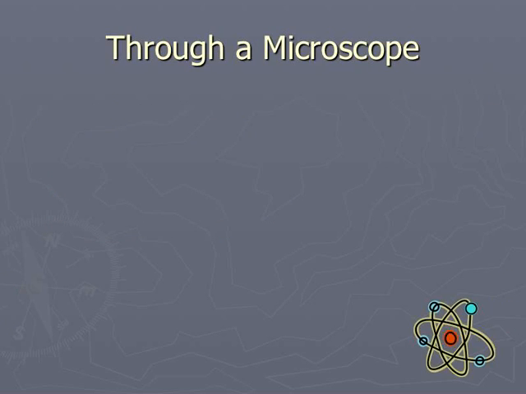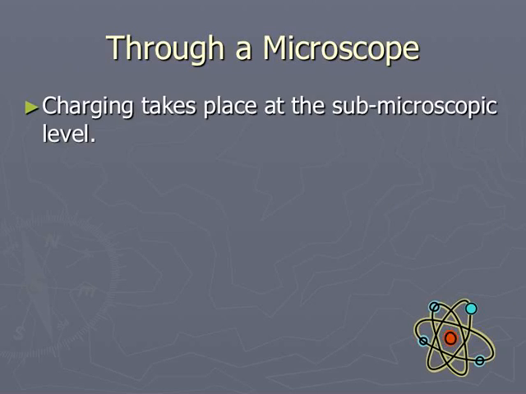On a microscopic level, guys, charging is really taking place on the atomic level. It's not really something we can see. Side note: have we ever seen an electron? No, we have not. Have we ever taken a picture of an electron? No. So how do we know an electron exists?